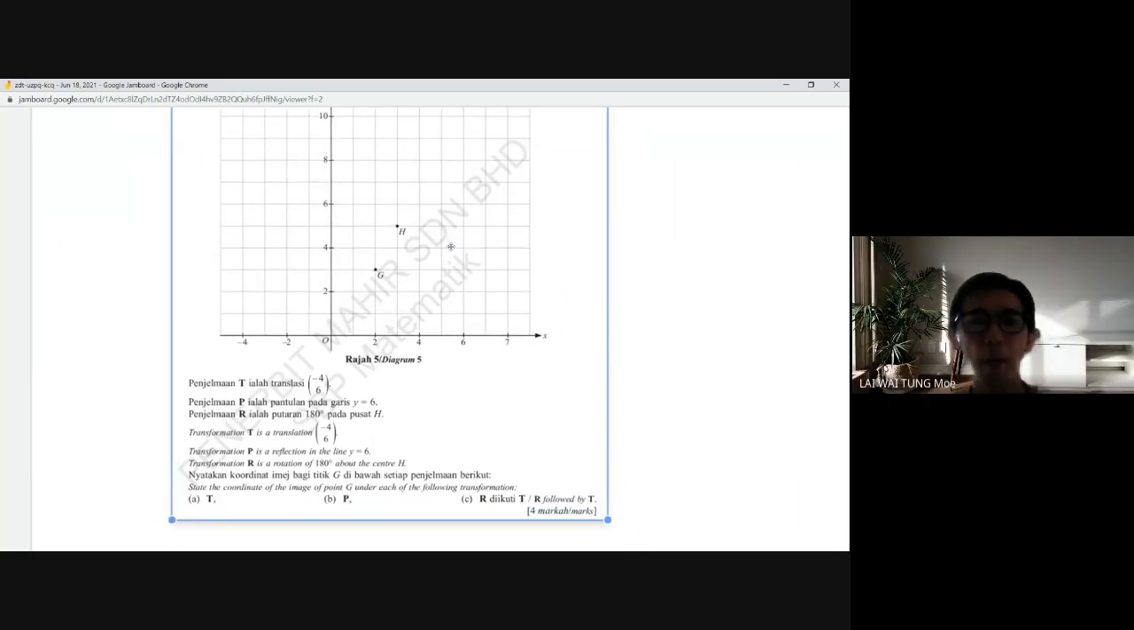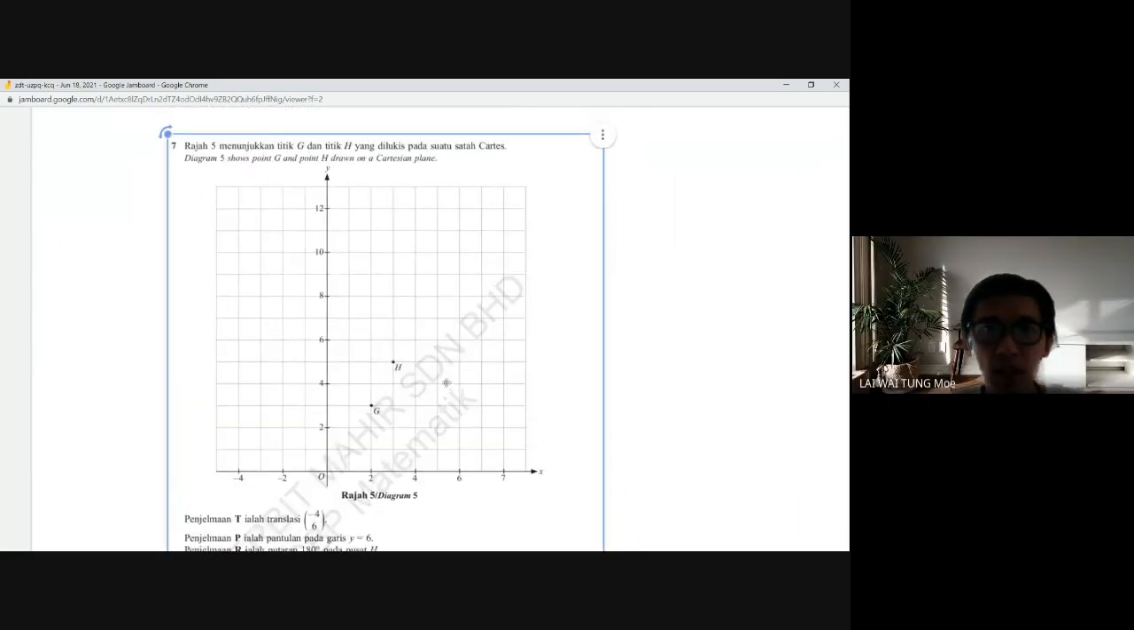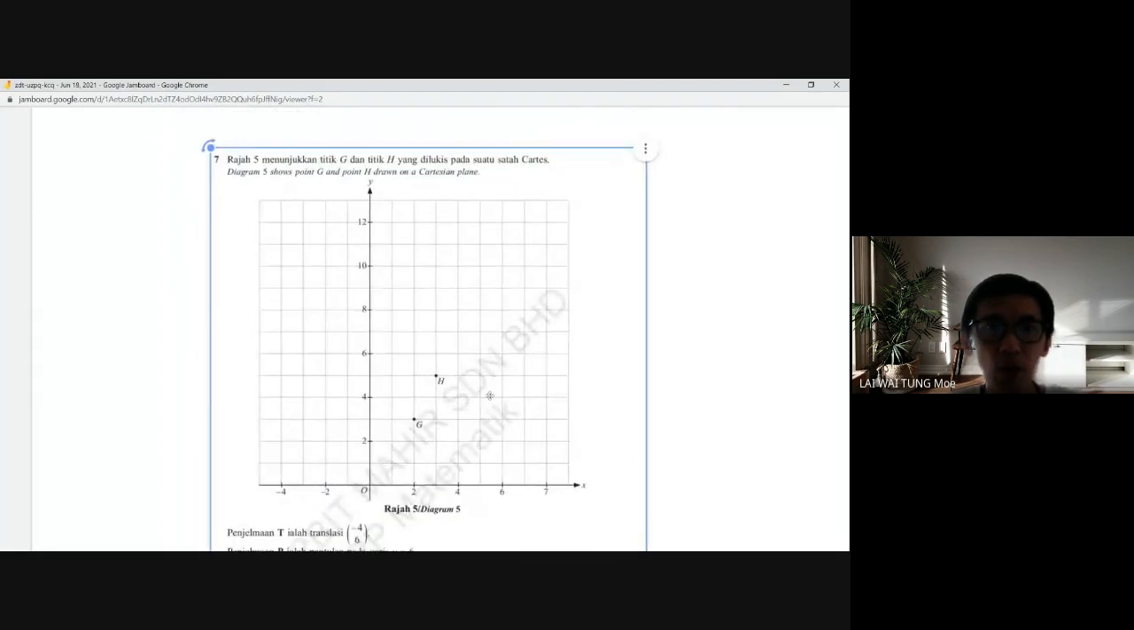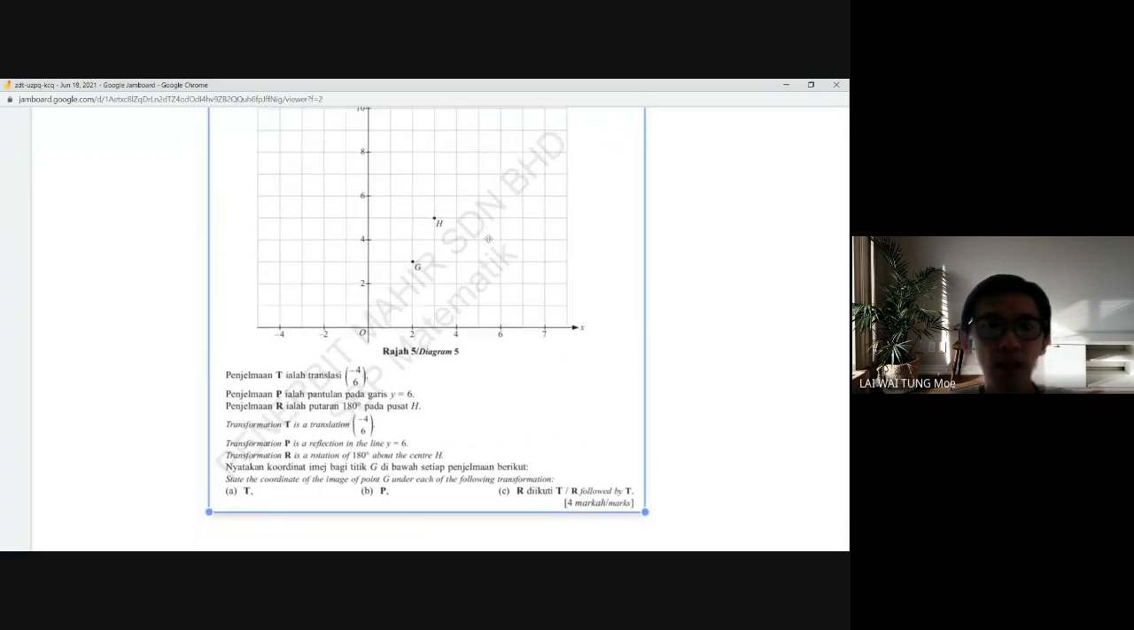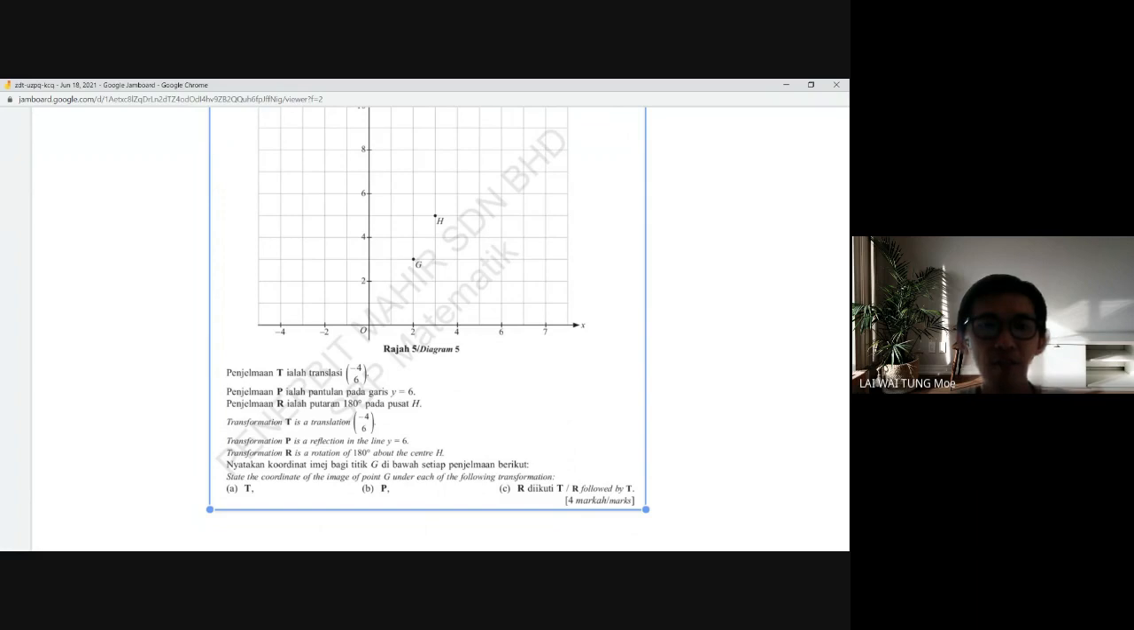So this is the third question. Diagram 5 shows G and H points drawn in the Cartesian plane, and T is the translation -4, 6, and P is a reflection in the line y equals to 6. R is a rotation of 180 degrees about the center H. So find out the image of point G under the transformation of each one: T, P, R followed by T. So I think some of you got this question wrong.